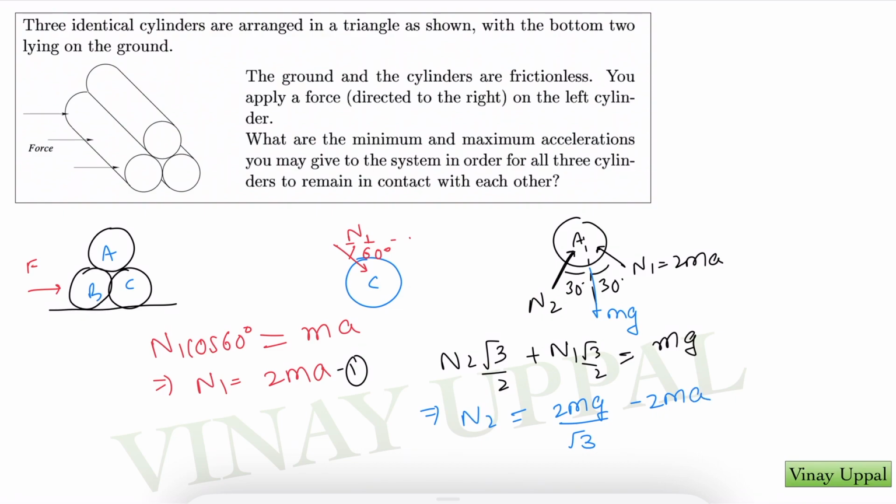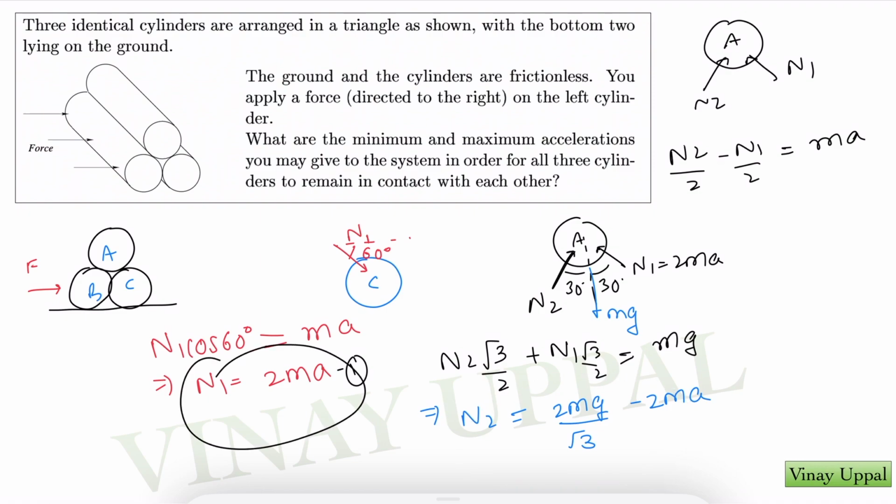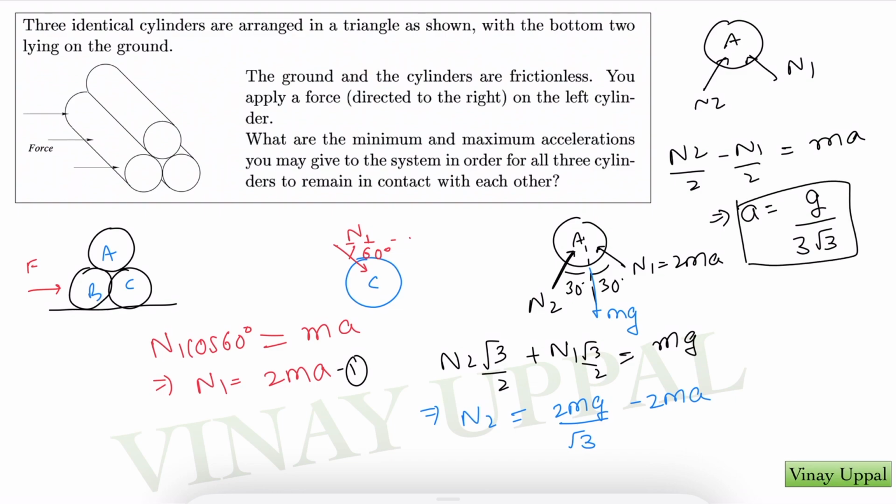Now if I draw the FBD of A in the horizontal direction, we'll have components of N2 and N1. So I'll have N2 sin 30 minus N1 sin 30 to the right should be equal to ma. Now all I have to do is substitute N1 and N2 here, and you solve for a. So you will get a as g by 3 root 3. I'll leave the calculation up to you, and this is the minimum acceleration that is required such that B and C do not lose contact.